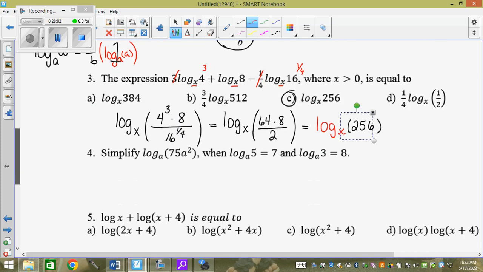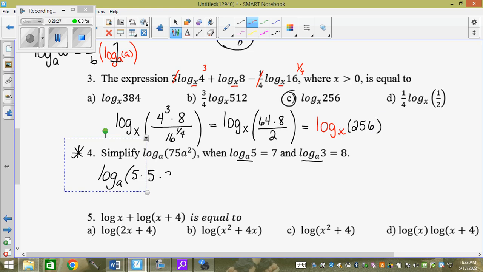This one is an essential one to look at too. We get log base A. If I have 5s and 3s, I can make 7s and 8s. 75 is actually 5 times 5 times 3, is it not? Because it's 25 times 3. So I need to make it in these forms. This comes up on diplomas all the time, just so you know. So you get log base A of 5 times 5 times 3, because I need 5s and 3s. That's what this says. And then times A squared.